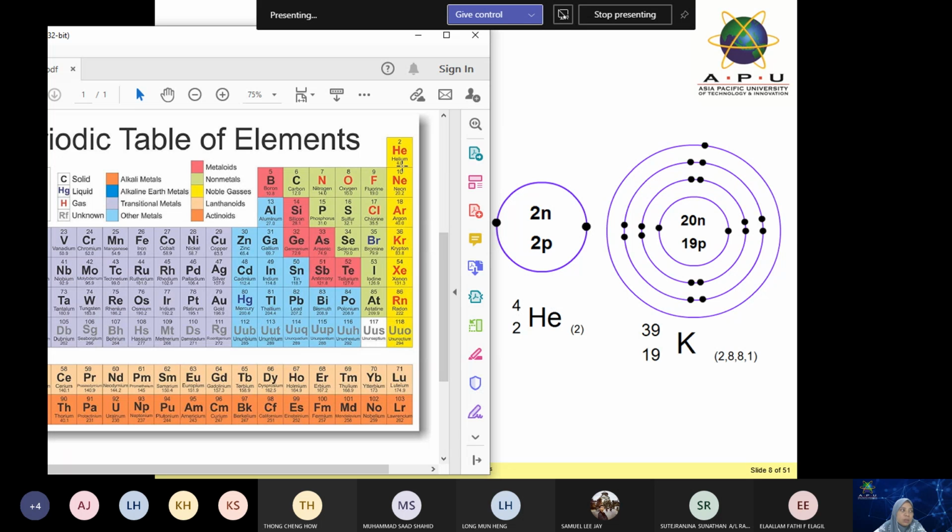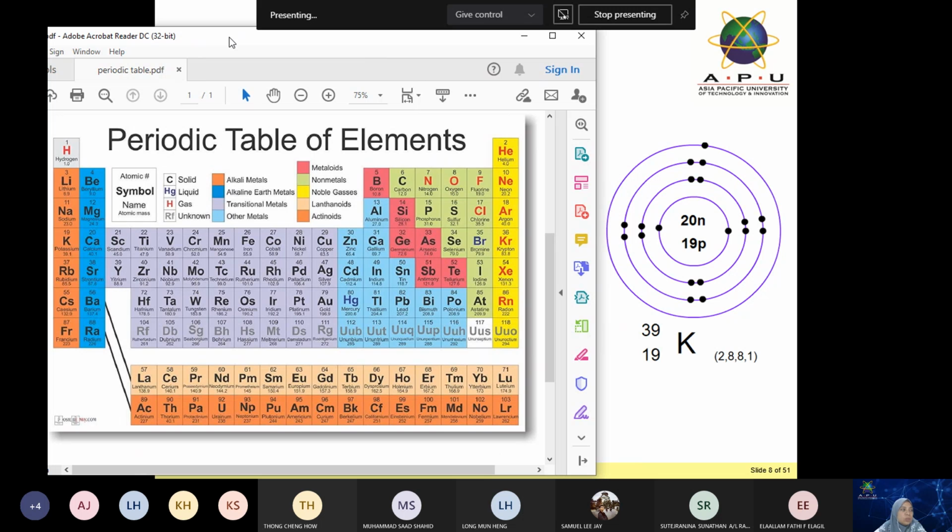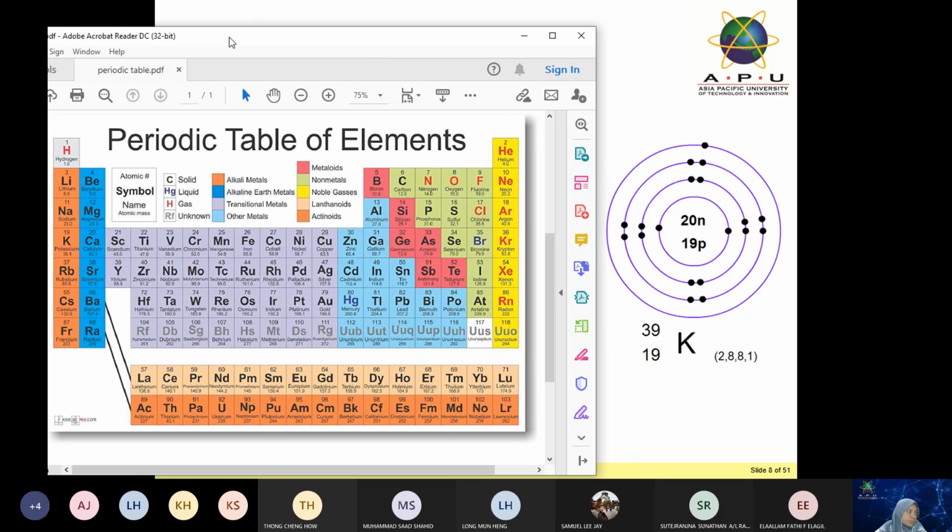After that, you can add the mass on top, proton at the bottom. Follow the style. Okay, settle helium. Can go to K. K is potassium here.